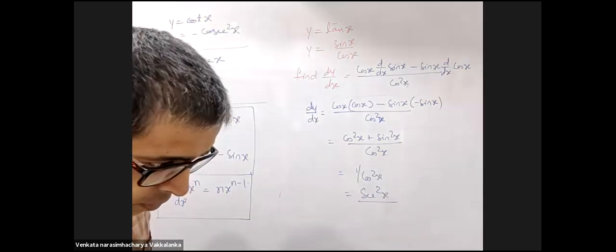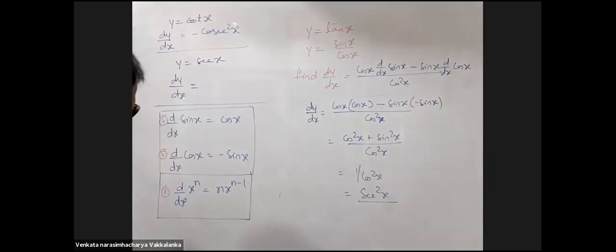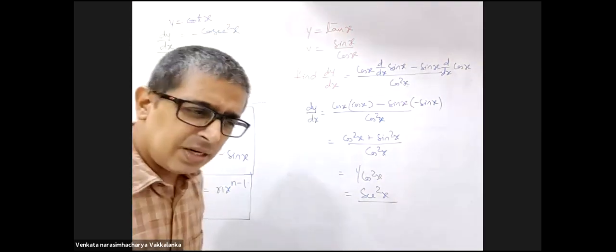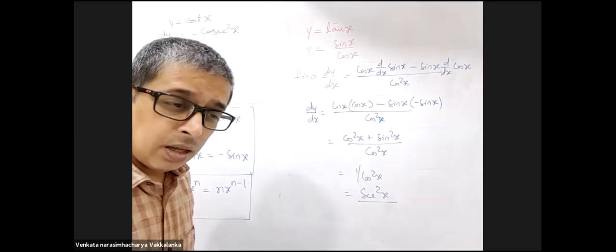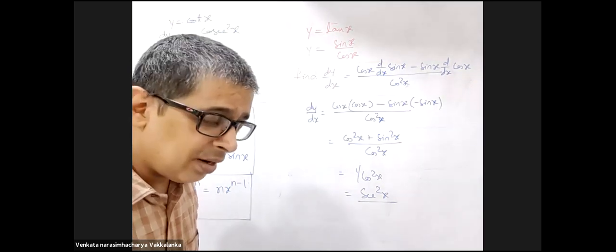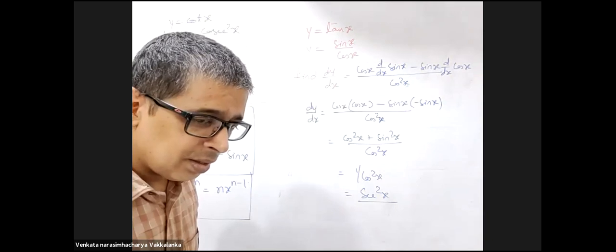Sir, can we also do it like this, that 1 plus tan square x is equal to sec square x, and differentiate both sides? You know the differentiation of tan square x? Yes, sir. We can apply the chain rule.